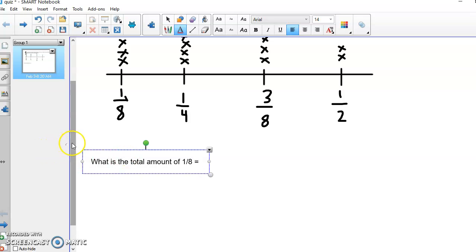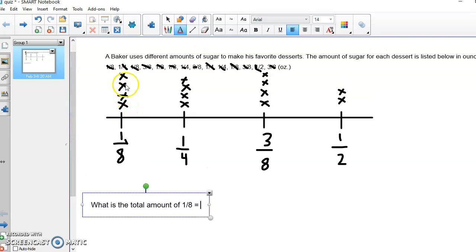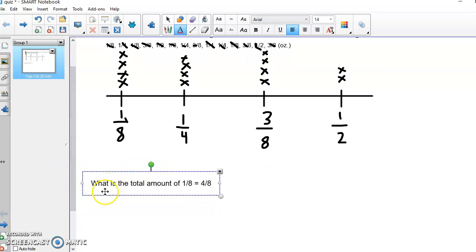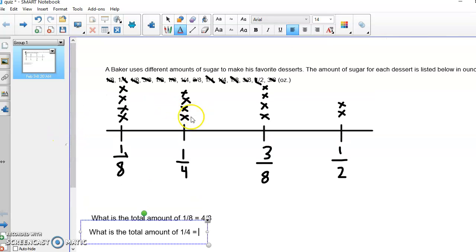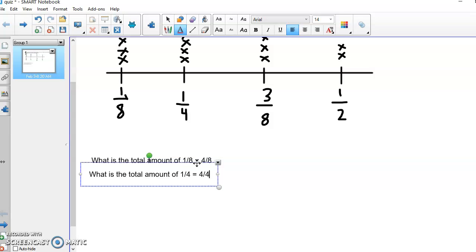So we need to count in multiples of 1/8. There are 4 of them. So that would be 1, 2, 3, 4 eighths. Next, we need to find out the total of the 1/4. Looking at the 1/4, we have 4 of them, so we're counting multiples of 1/4: 1/4, 2/4, 3/4, and 4/4. 4/4, as we know, is also equal to 1 whole.